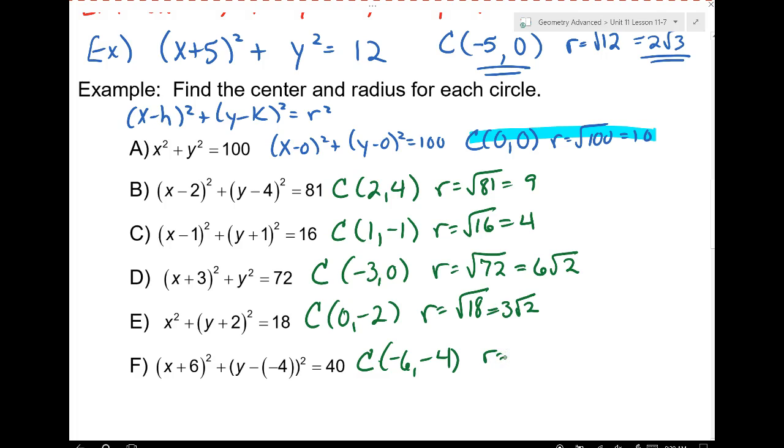All right, Ms. Geezer, what did you get for me on the radius? Very good. The square root of 40 is going to be 2√10. What do you guys think? Rough?